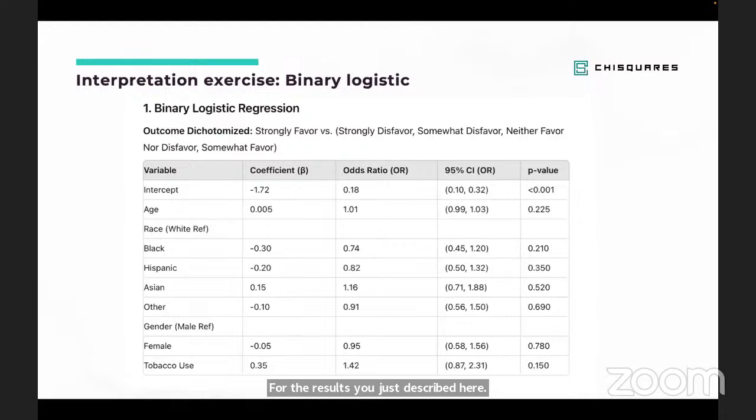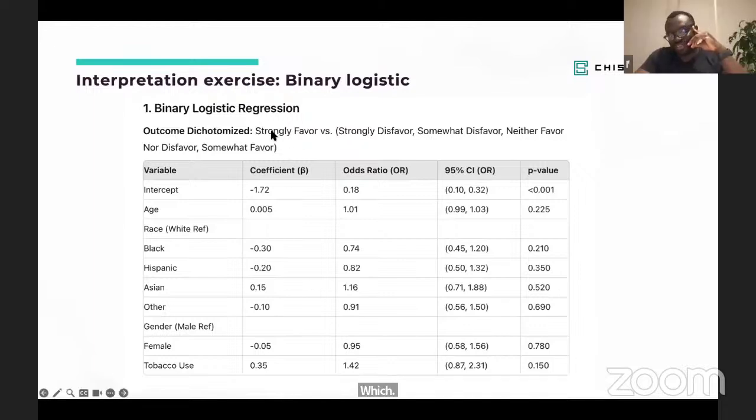Okay, go ahead, please. Okay, I think that females have 0.95 times less odds of being in favor of banning menthol cigarette, which is not statistically significant.